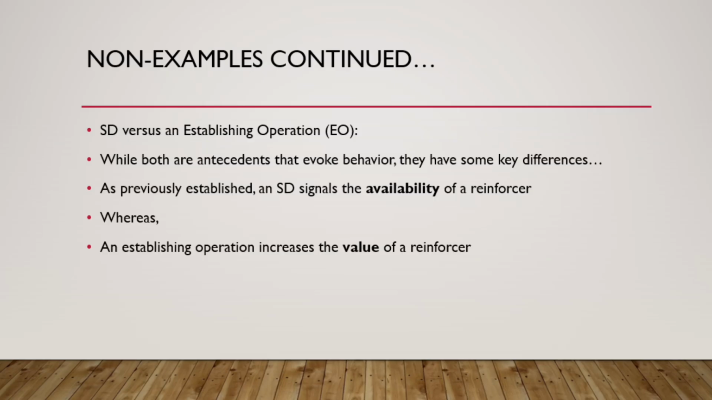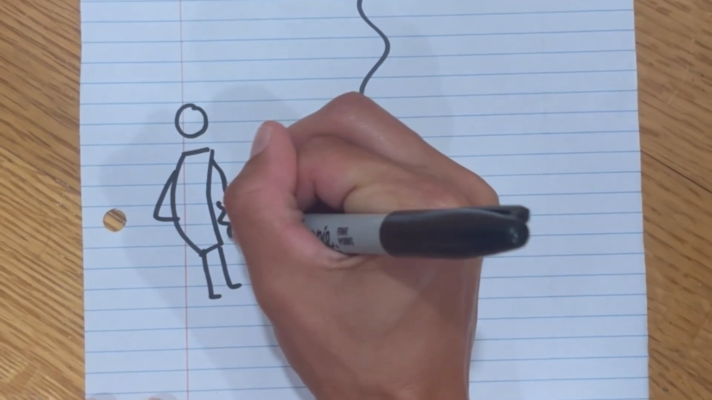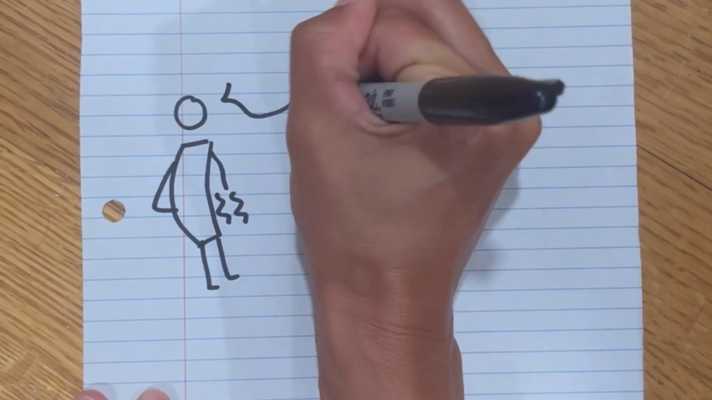Another non-example that is commonly confused with a discriminative stimulus is an establishing operation. While both are antecedents that evoke behavior, they have some key differences. As previously established, a discriminative stimulus signals the availability of a reinforcer, whereas an establishing operation increases the value of a reinforcer.